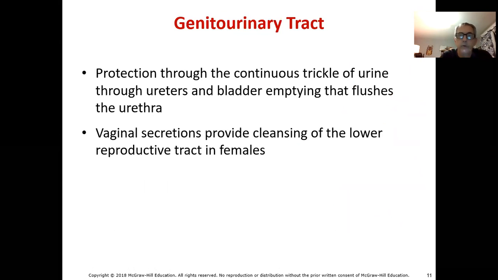The genitourinary tract has protection: the continuous trickle of urine through the urethras and bladder emptying flushes the urethra. Vaginal secretions provide cleansing of the lower reproductive tract.